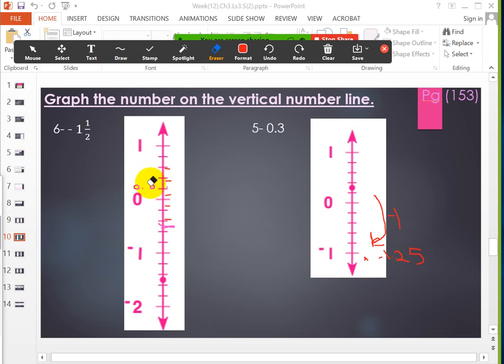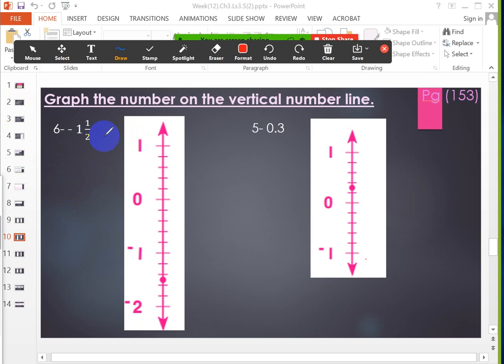Now let's move to numbers 6 and 7. Now I want to locate number negative 1 and 1/2. Now we have a mixed number. I want you to focus with me. You ask me about a mixed number. Mixed number is 1 and 1/2.